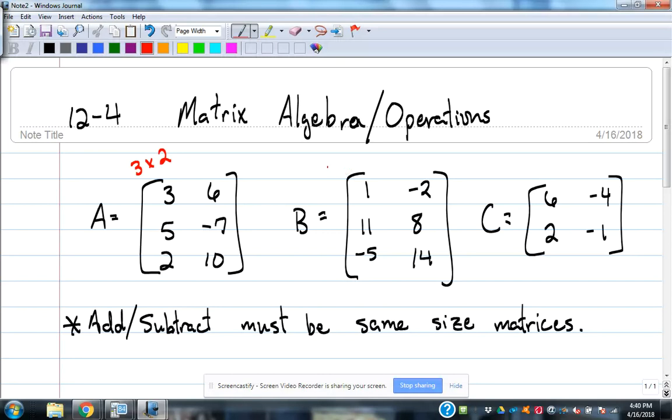Matrix B, what size is it? 3 by 2. Matrix C, 2 rows by 2 columns. Okay, so which of these could I add or subtract? I could add A plus B. I could add B plus A. Same thing. But I could not add A and C or B and C because they're not the same size.